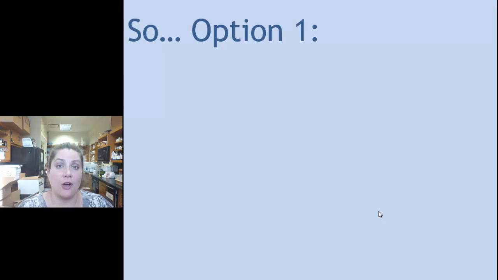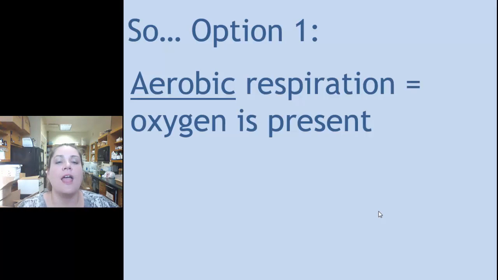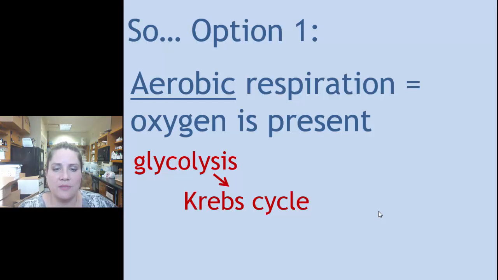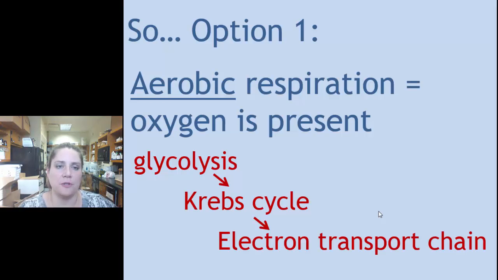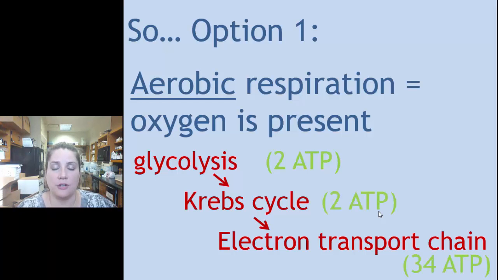Okay? So, running through this whole process again, super quick overview. Aerobic respiration means that oxygen is present. You're going to start with glycolysis, move on to the Krebs cycle, and then the electron transport chain. Glycolysis is going to get you 2 ATP, the Krebs cycle gets you 2 more ATP, and the electron transport chain gets you up to 34 ATP, which means you can get up to 38 ATP from one glucose molecule with aerobic respiration, as long as you have oxygen present.